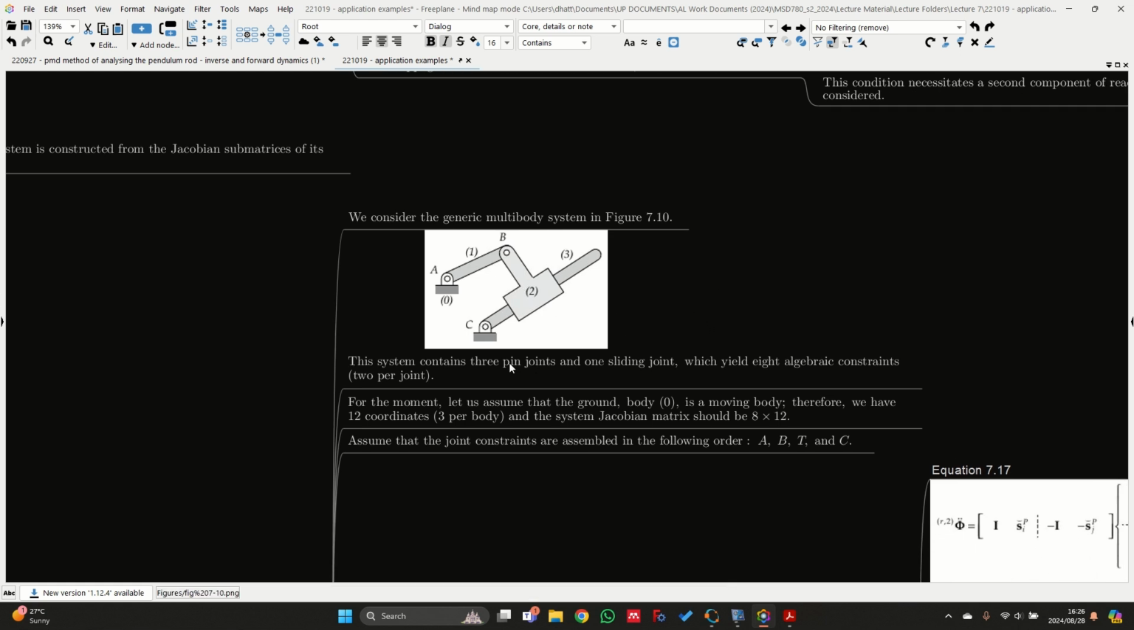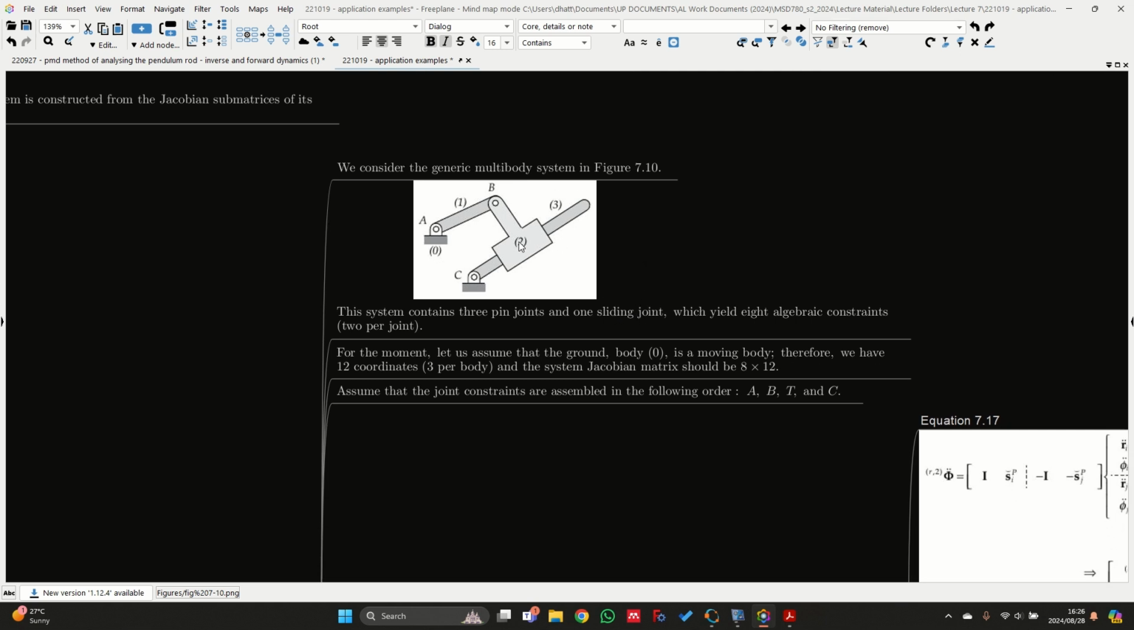And if we look at the joints, we have 3 pin joints, A, B, and C. Then we also have 1 sliding or translational joint, which acts between bodies 2 and 3. And these yield 8 algebraic constraints, so 2 per joint. The reason being, a pin joint has 2 reaction forces or 2 independent constraints, and we have 3 pin joints, so it's 2 times 3, which gives us 6. Then our translational joint over here also imposes 2 constraints. So it's 6 plus 2, which gives us 8 algebraic constraints.